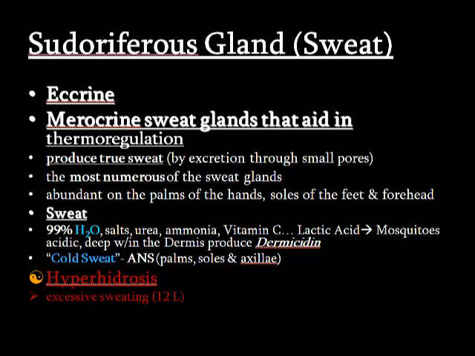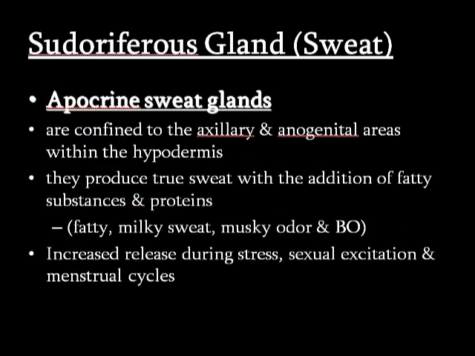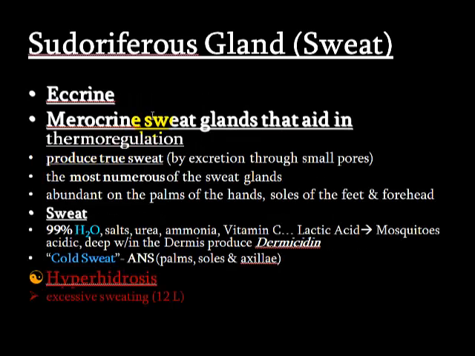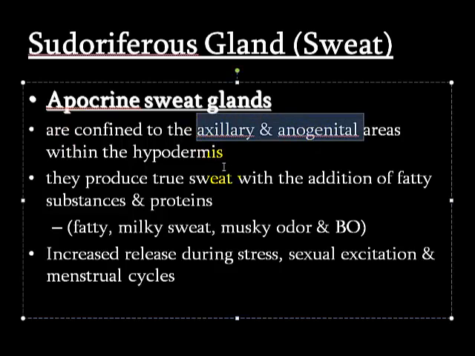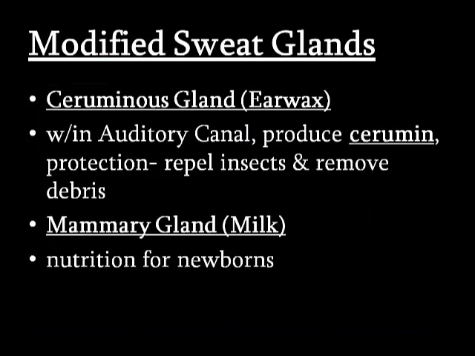The sweat is produced from sudoriferous glands, which are called eccrine or merocrine or apocrine. You should know the difference between the three different terms and the two different types of sweat. Okay, your more true sweat is produced by your merocrine glands, while your more fatty, odor-rich sweat is apocrine, located in the armpit and genital regions. We've got other glands throughout the body that are also considered glands, but they're referred to as modified sweat glands.